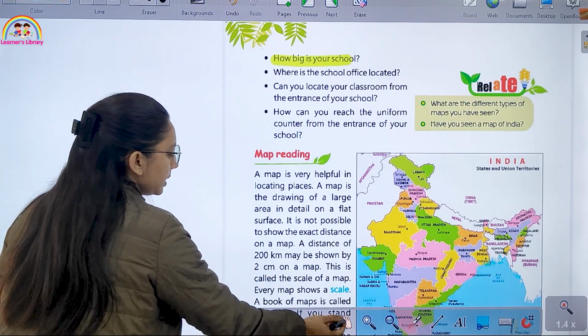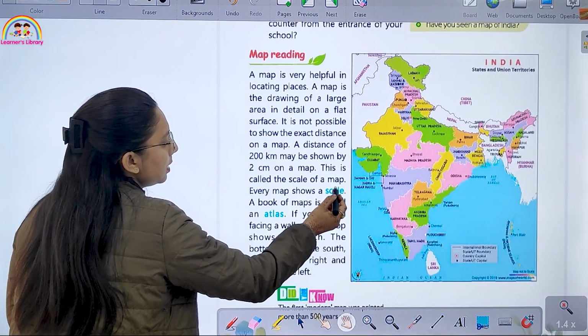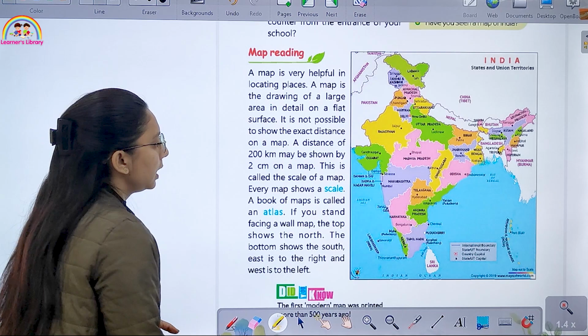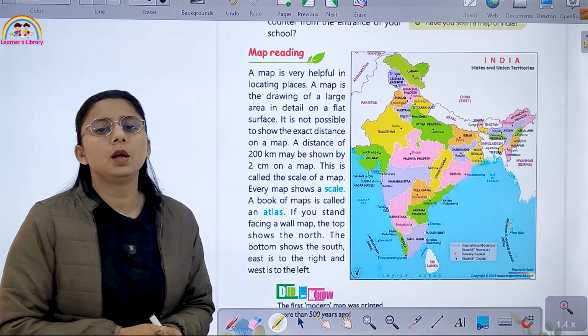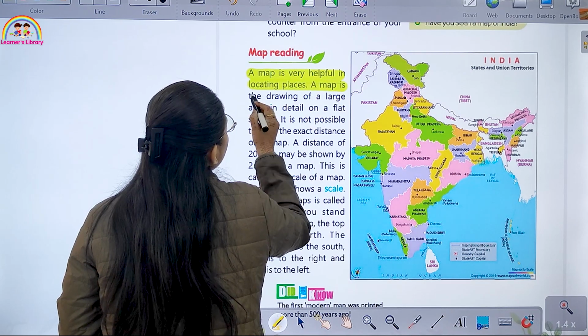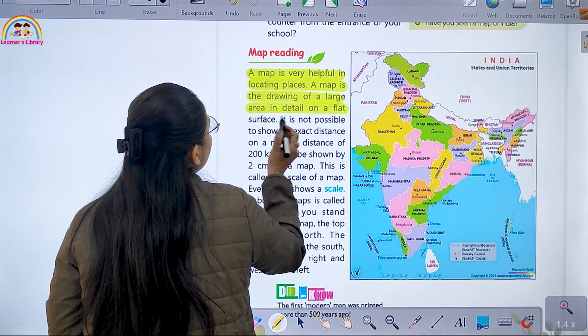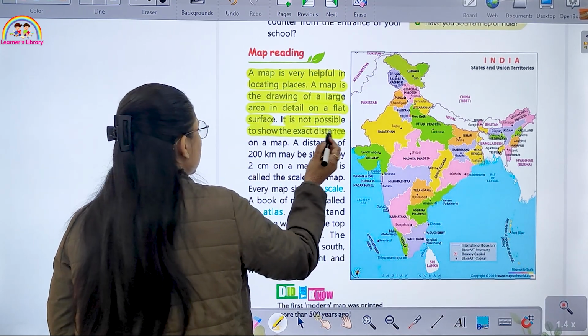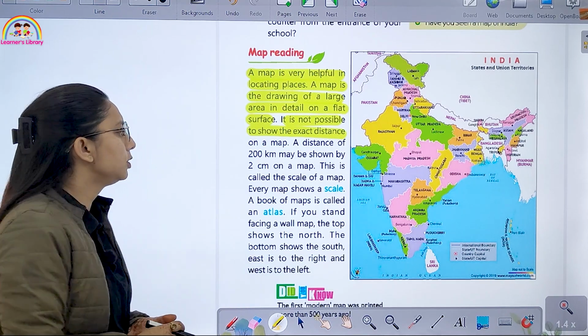Now, map reading. Let's study about map reading. This is the political map of India. You can see over here different states have been shown with their capitals. So a map is very helpful in locating places. A map is a drawing of a large area in detail on a flat surface. It is not possible to show the exact distance on the map.